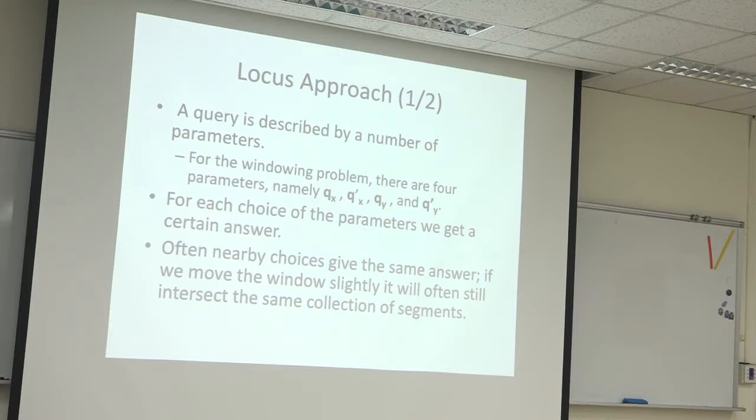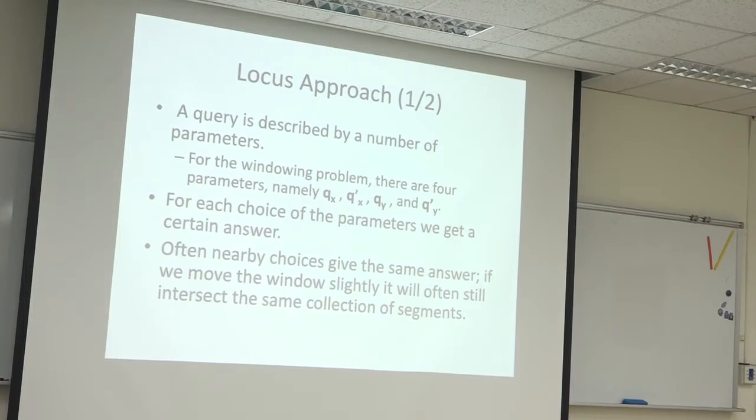So a query is described by a number of parameters. For the windowing problem, there are 4 parameters: qx, qx prime, qy, qy prime. So we have these 4 parameters. Of course, these 4 parameters control where the query window is. So for each choice of parameters, we get a certain answer.